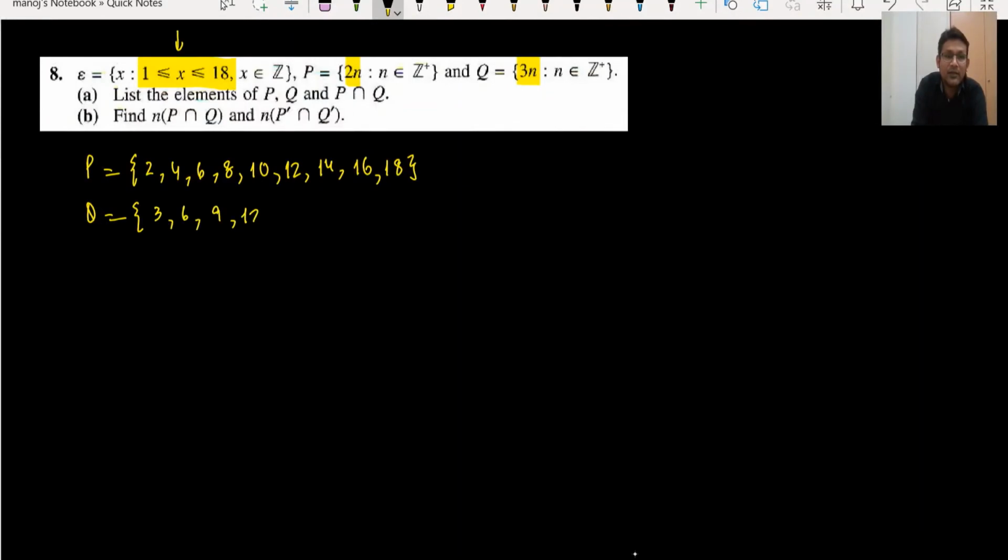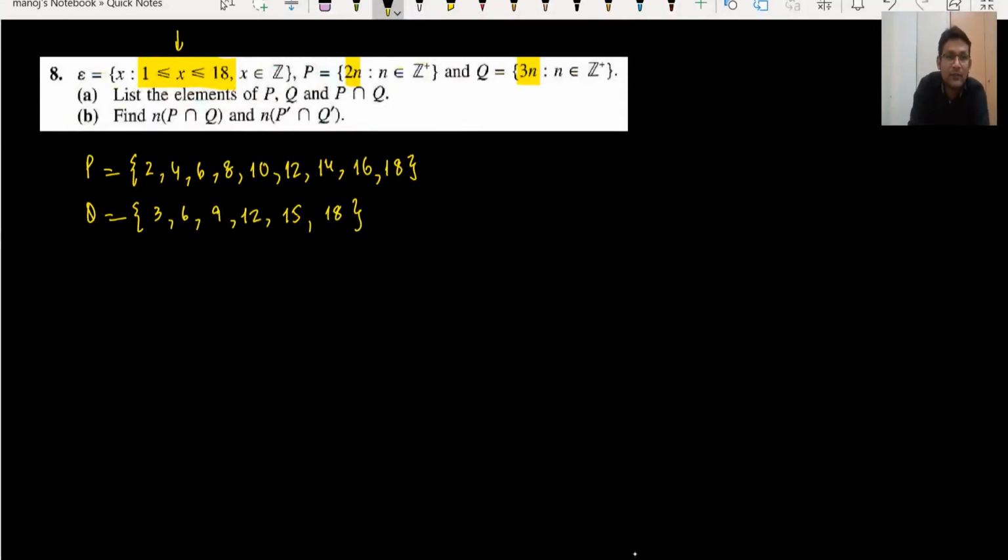Question number 8: we have the universal set from 1 till 18. P is 2n, which means the multiples of 2. So multiples of 2 means I will write 2, 4, 6, 8, 10, 12, 14, 16, 18, because the limit of the universal set is 1 to 18. Then we need to write Q. Q is 3n, meaning multiples of 3. From the universal set that is 3, 6, 9, 12, 15, 18, and thus we have done.